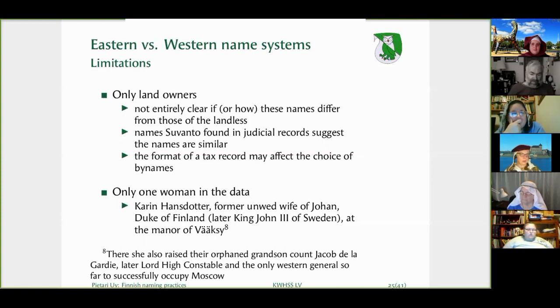Also, the format of a tax record might or does affect the choice of by names, at least to the extent that probably the frequencies of different types of by names is not the same here as in, say, court cases. Although again, pretty much all the types of names appear here as well.